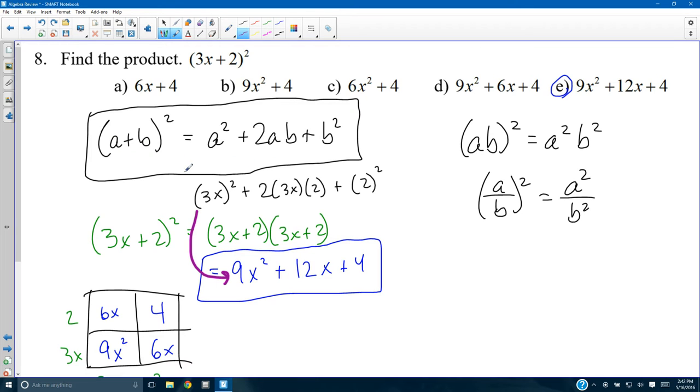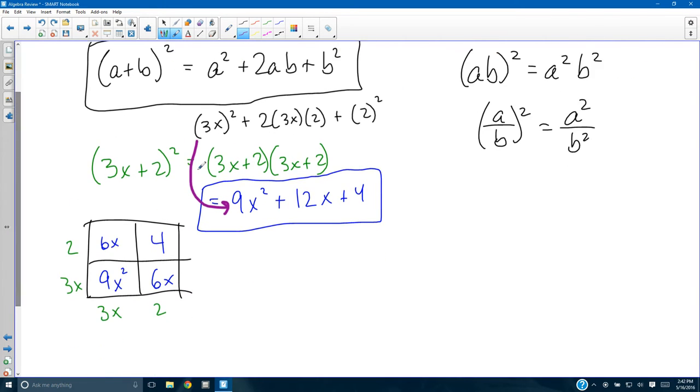Once again, that's good for completing the square. Now the generic rectangle is one way I could have done this. I also could have used the arrows as well. Multiply 3x with 3x, 3x with 2, 2 with 3x, and 2 with 2. Got the same exact thing.